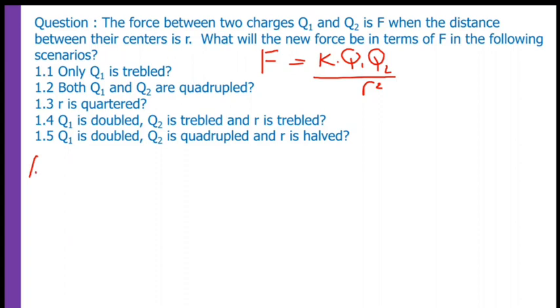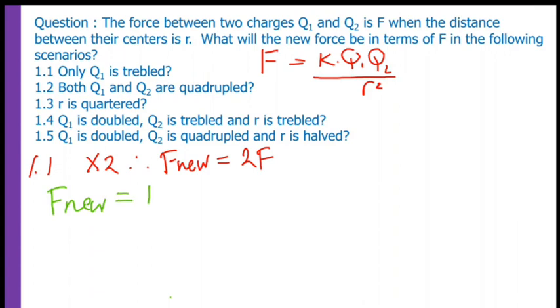So 1.1, we're told that only Q1 is doubled. So we've mentioned that if you double one of the charges, so doubling means times 2, therefore the new force must be 2F. Because we have doubled one of the charges, so the new force must be 2F. That's the short way of doing it. The long way is to actually substitute into that formula what the new charge is and then see what the new force is going to be. So I would say the new force, F new, is going to be K times Q1 is now trebled.